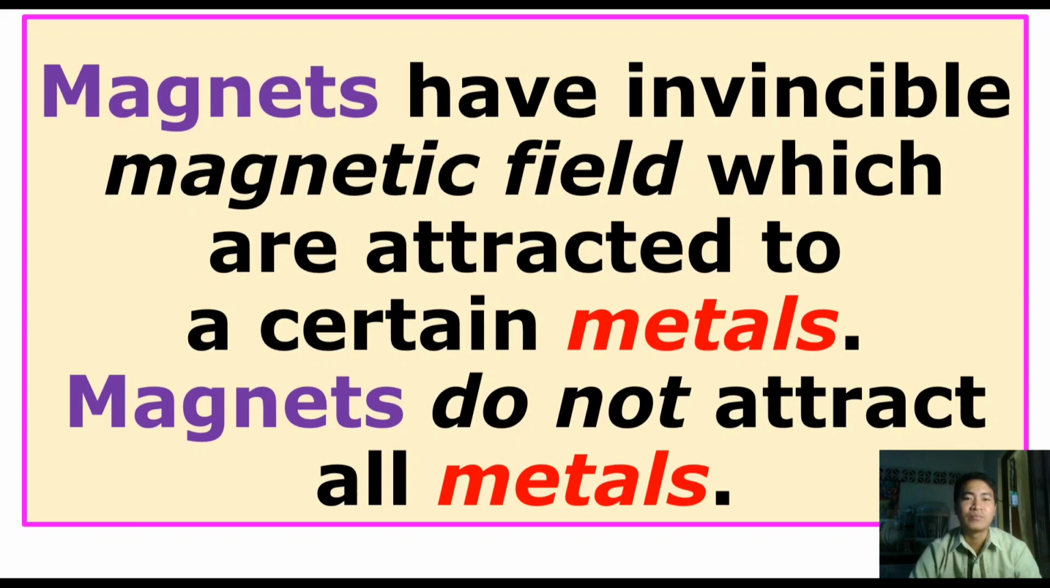So, are you familiar with magnets? Magnets have an invisible magnetic field which attracts certain metals. Magnets do not attract all metals. We cannot see the magnetic field of a magnet because it is invisible. And magnets do not attract all metals because some objects do not contain metal, or they have no metals inside.